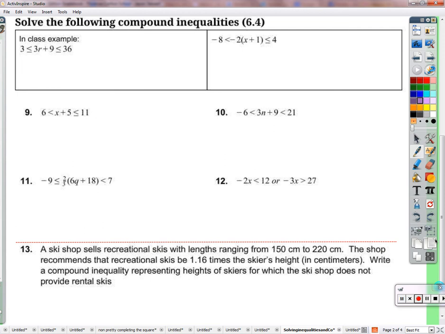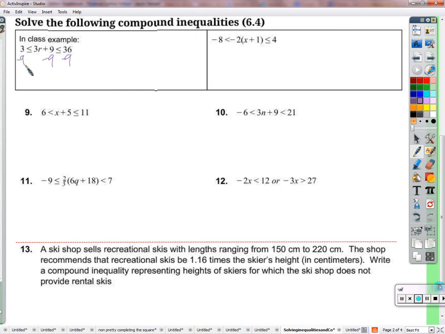Okay, so let's cover up the 3. How would I solve for r then? Subtract 9 on both sides. Yep, both sides. What if I didn't have the 36, I just had the 3? Same thing. I subtract 9, subtract 9.